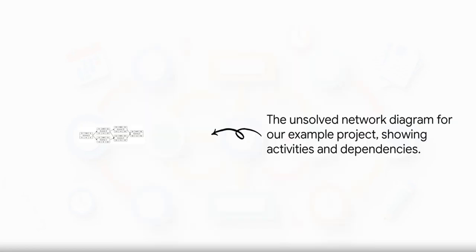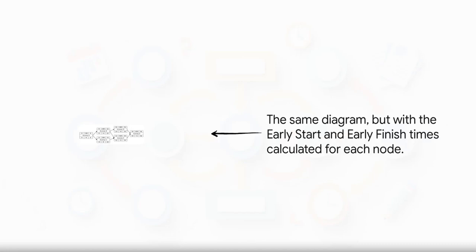And here's what that data looks like when you lay it out. It's kind of the skeleton of our project map. To really bring it to life, we have to do what's called a forward pass. We're going to work from left to right and figure out the earliest possible start and finish time for every single task. So, as we do this forward pass, we're filling in the top parts of all those boxes.